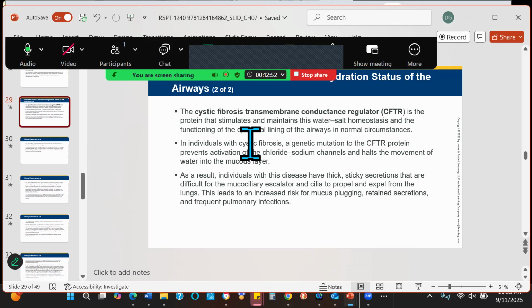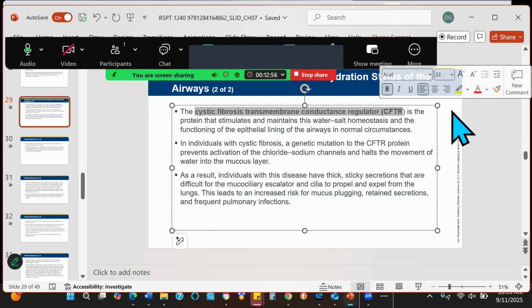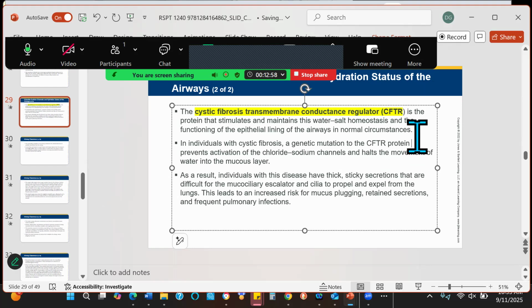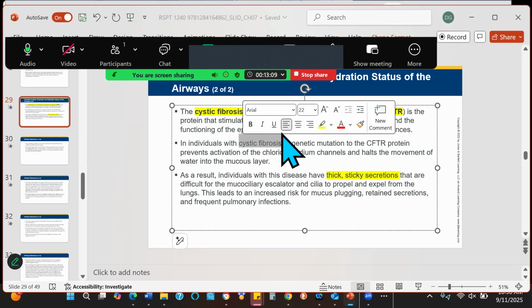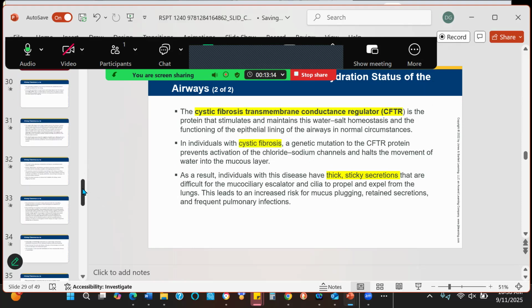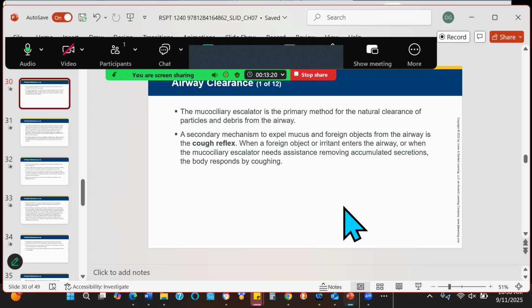Now, the CFTR, this is a new board exam question, which just came up this year. It is a mutation that causes cystic fibrosis and results in thick, sticky secretions. It's a genetic disease. We'll tell you all about it when we get to that disease course, which is a fun course to teach. It's really interesting. But what we've got to do with the cystic fibrosis patient is try to replace that mutation impact.